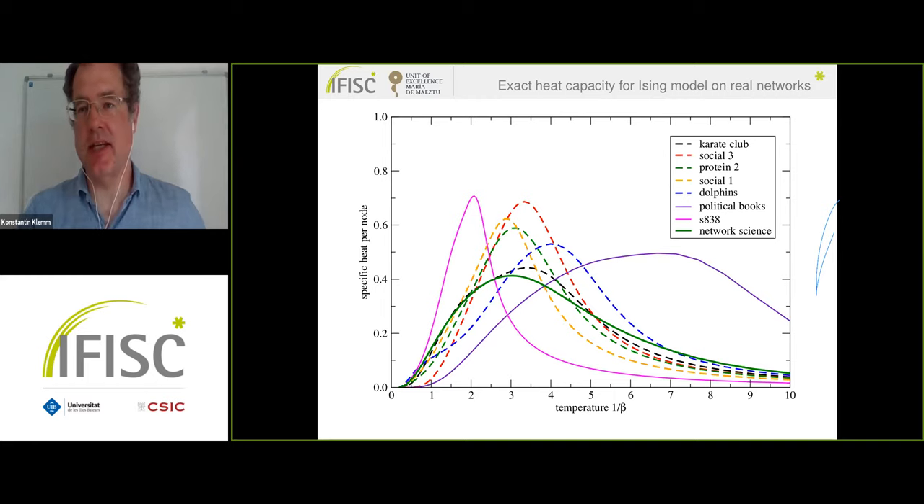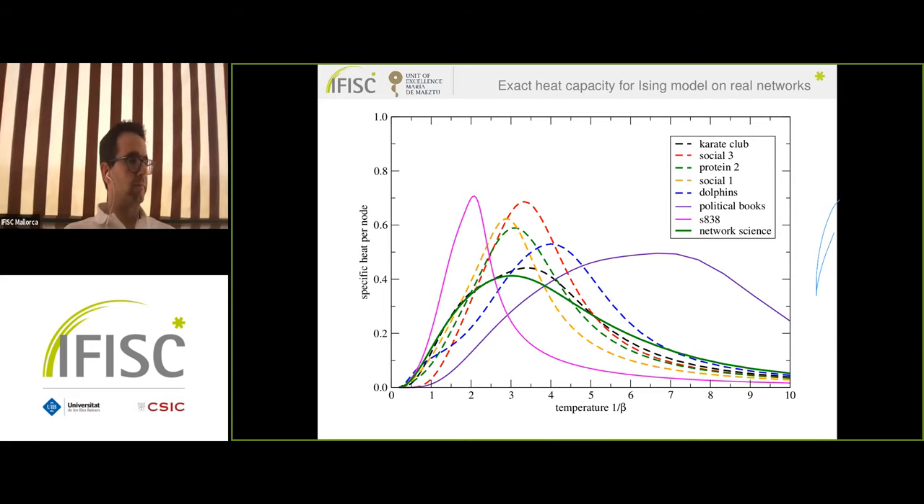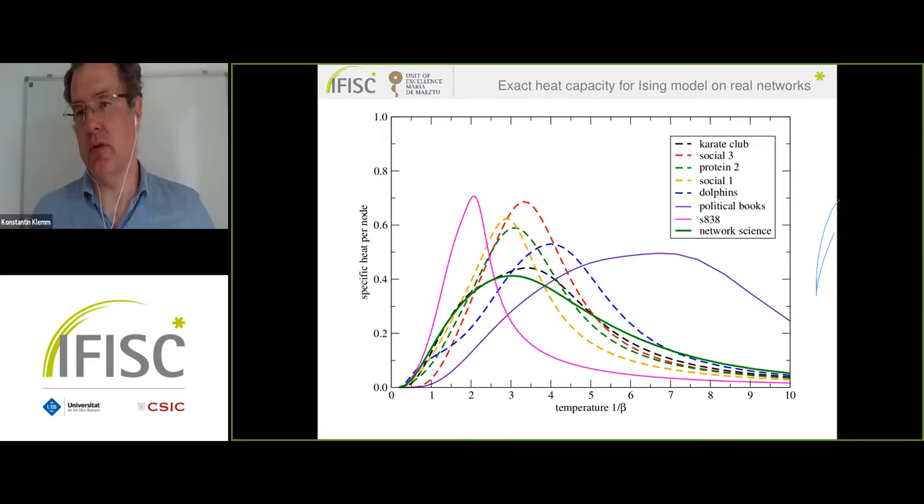Okay, so you can calculate these things or entropy or whatever you want for the Ising model now exactly in, again, basically no time. So the calculation in this diagram summed up took, I think, about half a minute on one core on my laptop here.